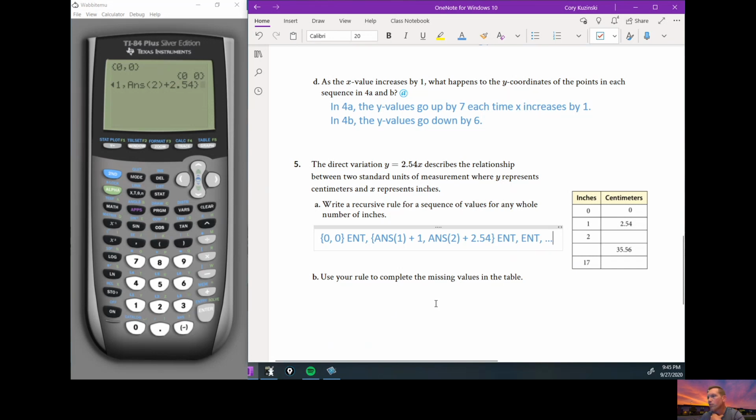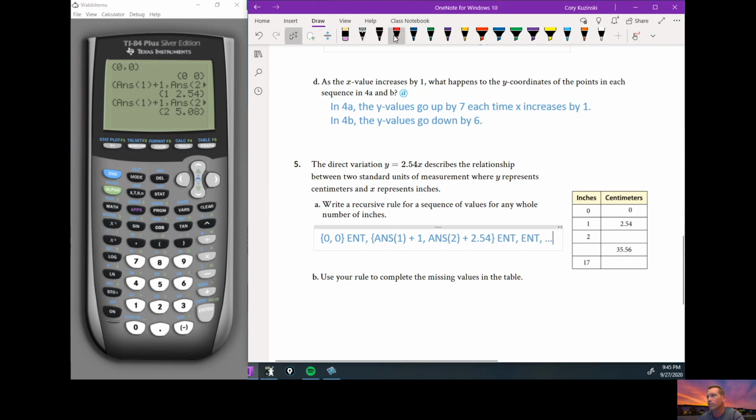All right, use your rule to complete the missing table value. So I already got the 0, 0. When I hit enter, it gives me the 1 and the 2.54. When I hit enter again, it'll give me 2 and 5.08. In other words, 5.08 centimeters in 2 inches. All right, we'll keep hitting enter until we get to 35.56. And that'll give us 14 inches. And then we'll hit enter a few more times to get to 17 inches. And that'll be 43.18 centimeters.